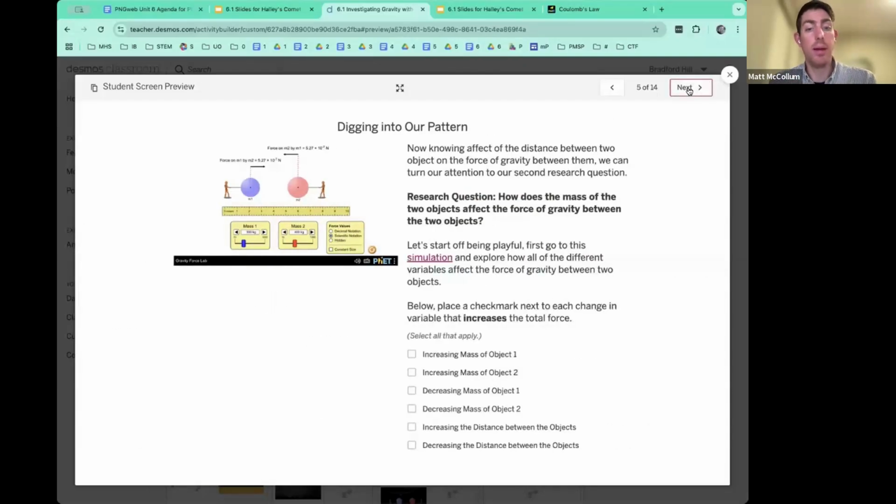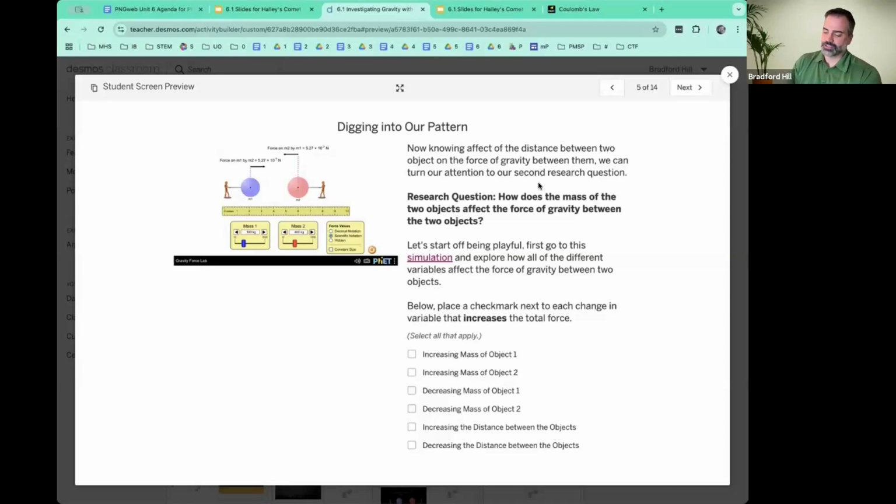There's also just some time for us to dig into our pattern. And so we're not going to show the simulation, but it's a PhET simulation that does a good job showing how masses of different objects affect the force. And so they play around with the different variables and see what is affecting the force, and really come to that idea of increasing the mass of either object, or decreasing the distance between the objects, increases the force that's there.